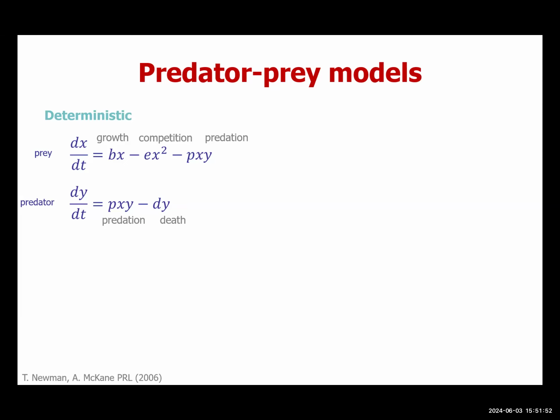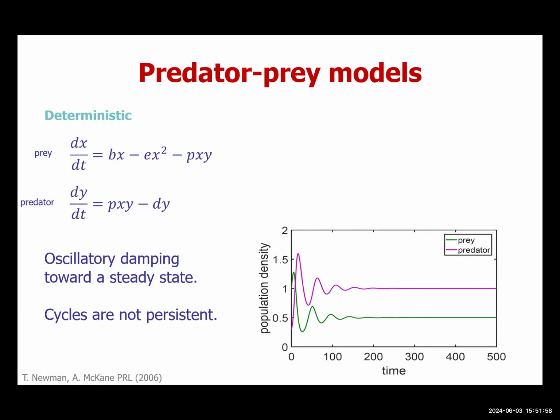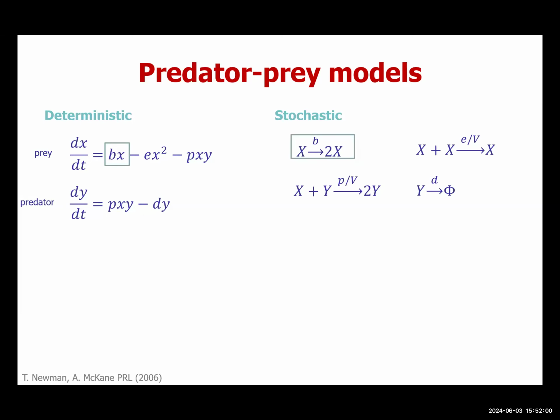How does a statistical mechanician do a simulation? You put a bunch of sheep and wolves in the ecosystem, and then you say, well, with some probability B per unit time, the prey will reproduce and make babies. So this birth term here will stochastically be represented by this.